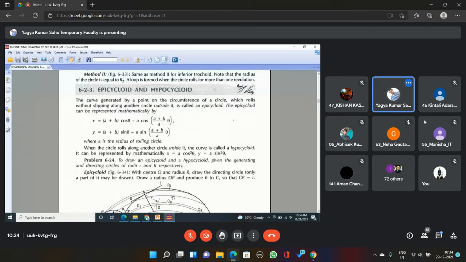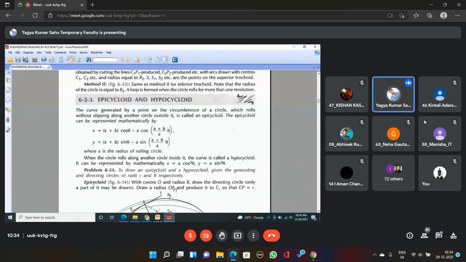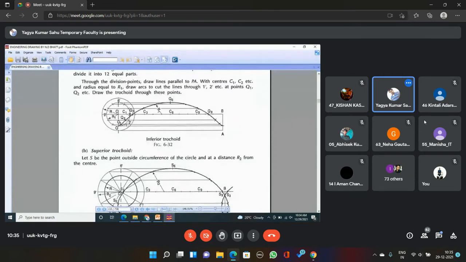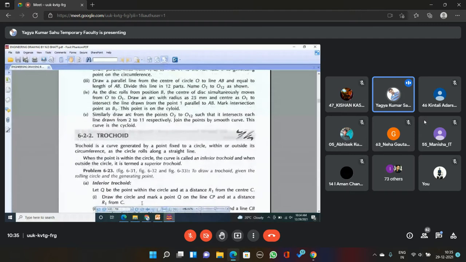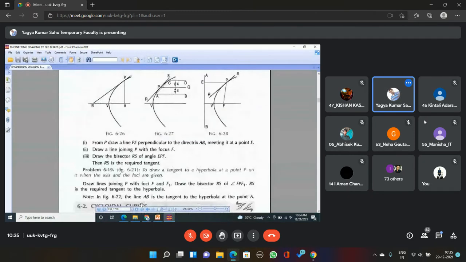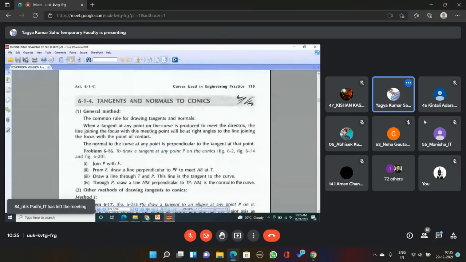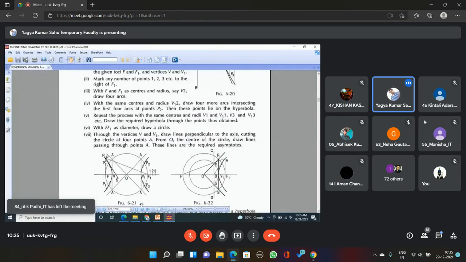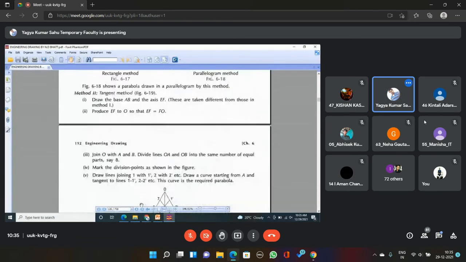Then in involute, we have involute of regular polygons and involute of circle, when the length of the string is more than the circumference and when the length of the string is less than the circumference. And helix upon a cylinder and helix upon a cone. So this much is the syllabus for curves. And I'm giving you a slight introduction of conic curves also.